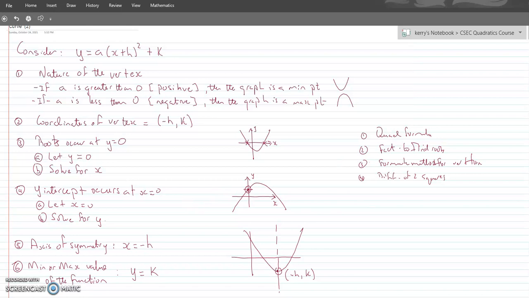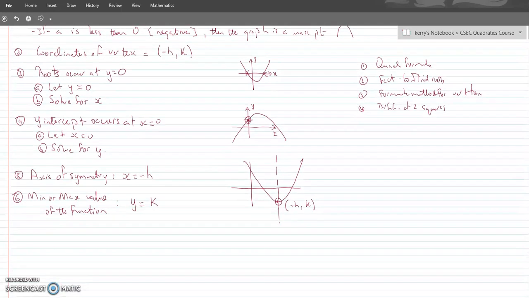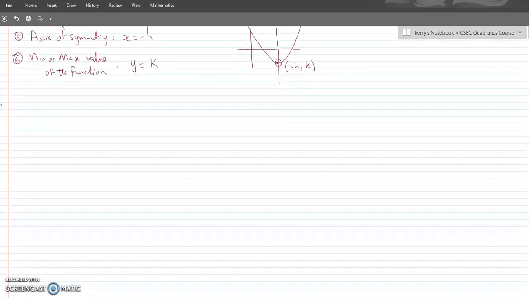So in this session, what I want to do, hopefully, is get through two sketches using these steps here. So you can always take a screenshot of the steps here. But we are going to sketch a curve now using vertex form.